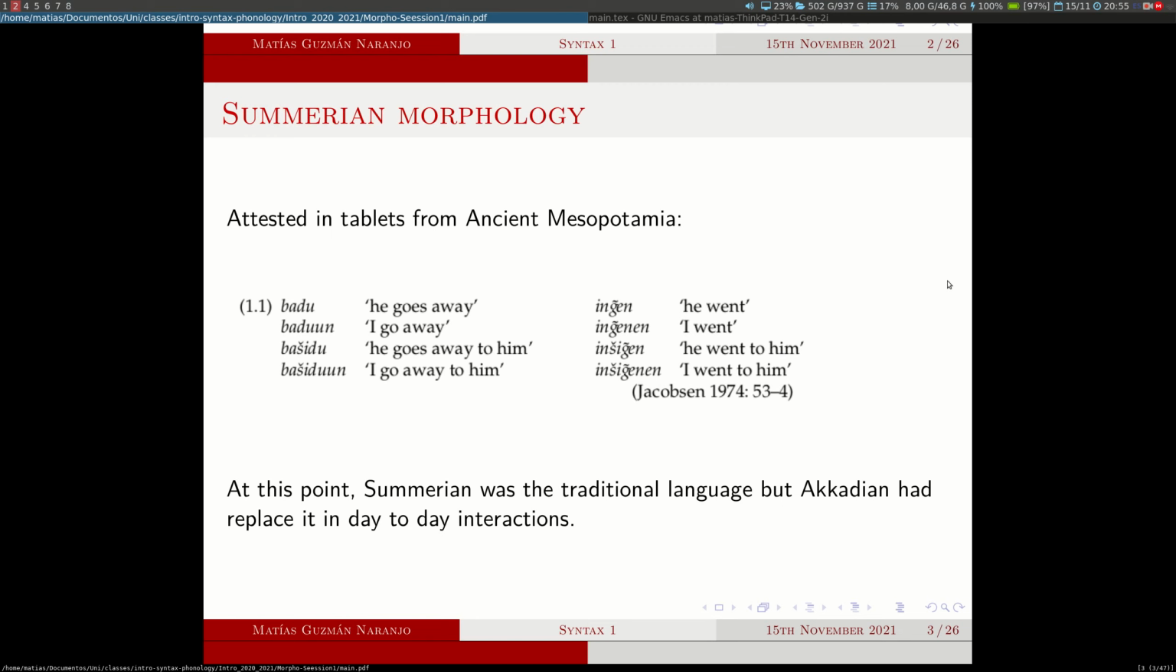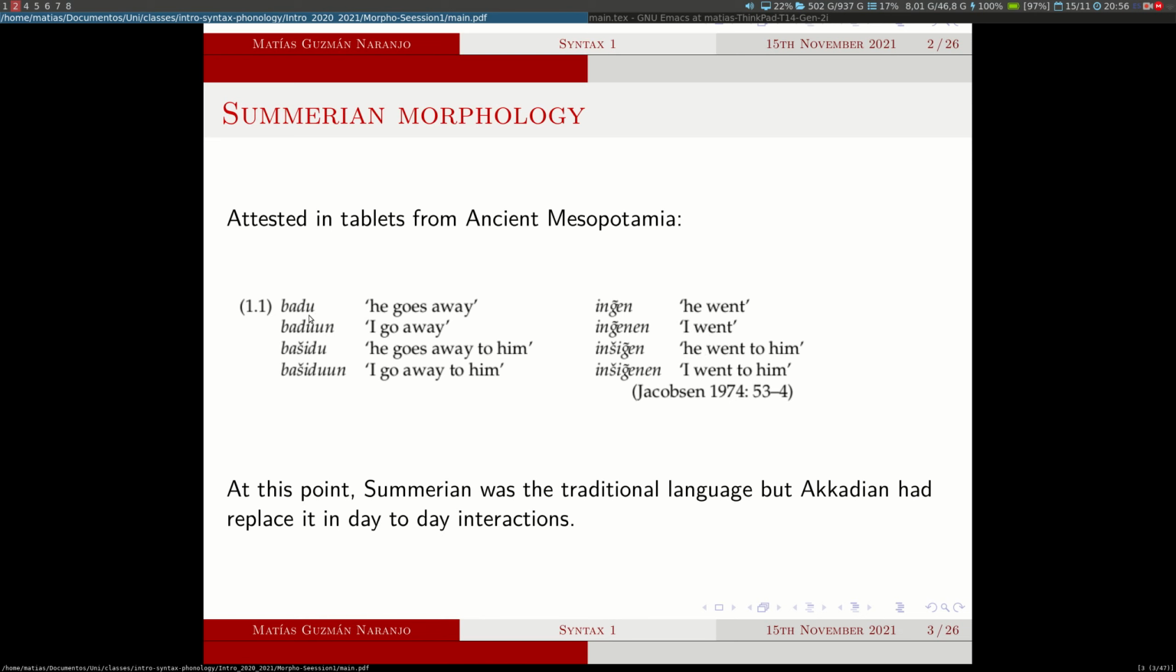So here's an example of what I was talking about. These are ancient Sumerian tablets that were discovered in Mesopotamia, and we can see that they were building Sumerian paradigms. I'll talk about that in a bit, but basically how we organize inflected forms, and here you see the inflection of two verbs, to go away and to go in the past.